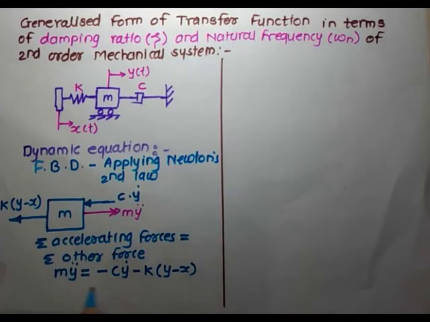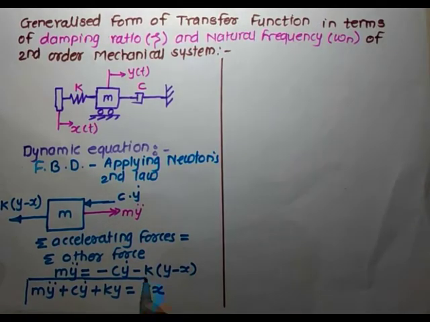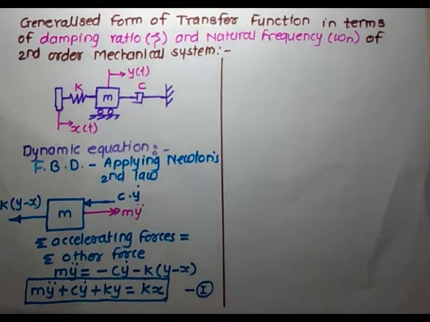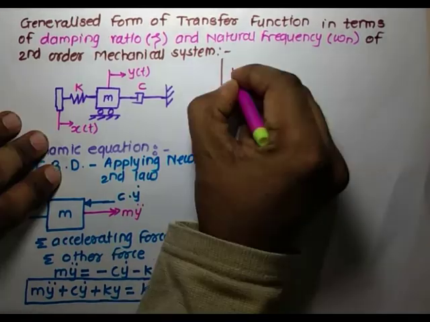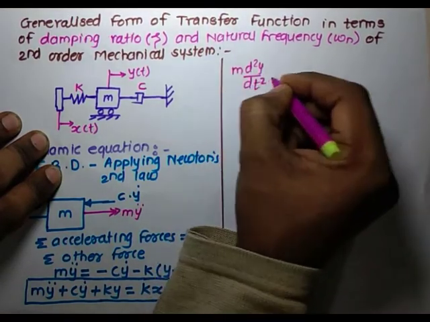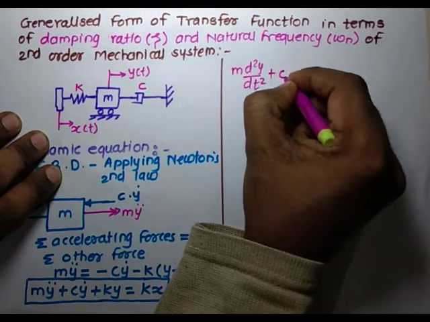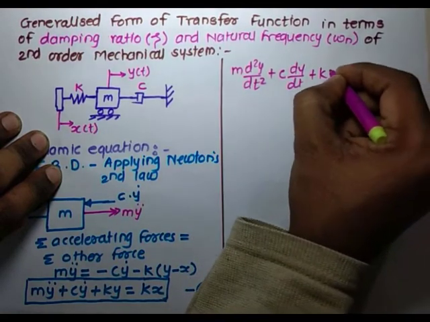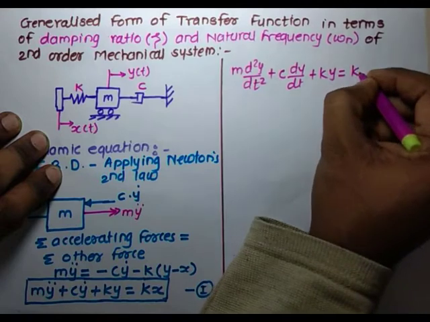So if we rearrange this equation, we'll get m y double dot plus c y dot plus k y is equal to k x. So this equation is the dynamic equation, or the governing equation, of the given second order mechanical system. Now we'll rewrite this equation in the known format: m d2y by dt square plus c dy upon dt plus k into y is equal to k into x.